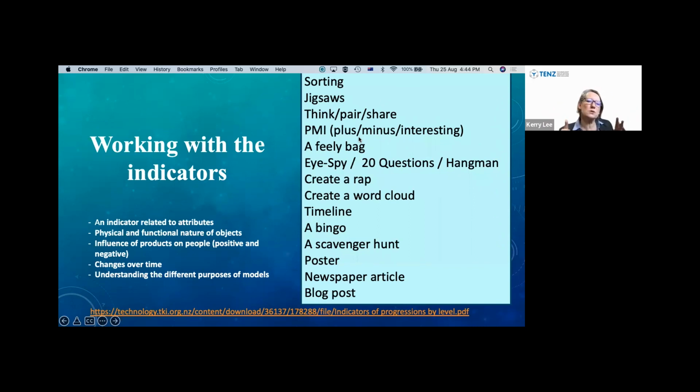Or it could be sorting things into this is this century and this is last century, and then sorting images. So there's a lot of different ways and strategies you could get them to show changes over time that isn't always writing an essay or a lot of text. There's a lot of other ways we can do it.